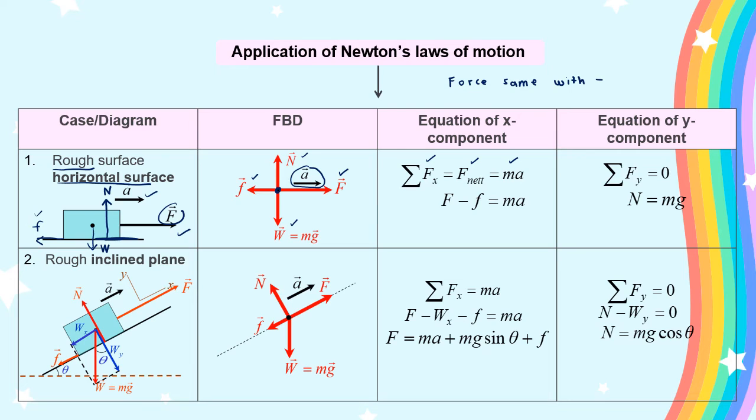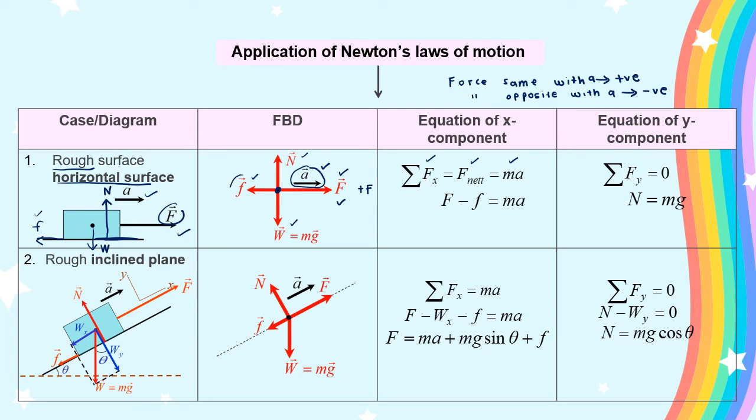You can use positive sign. Okay, if the force is in the opposite direction with the acceleration, you can put it as negative sign. So from the free body diagram, the external force just now is in the same direction as a. So you can put positive F.